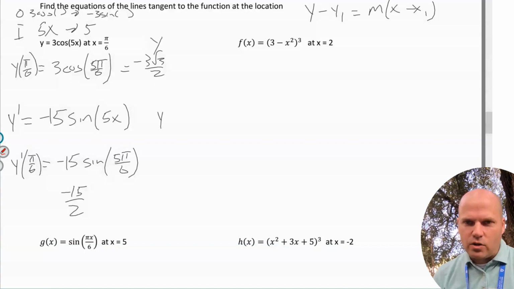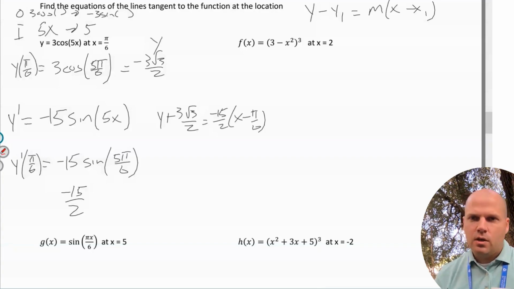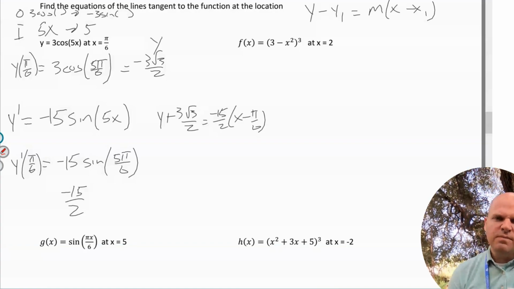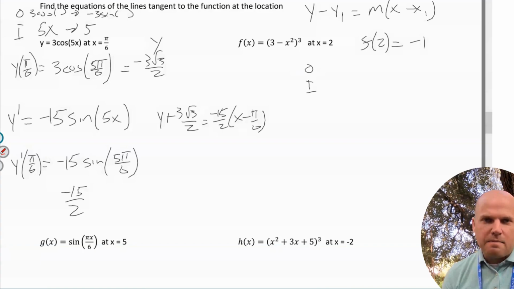So now I have my equation, y plus 3 root 3 over 2 equals negative 15 halves, x minus pi over 6. And if I had time to graph, I would. But I don't, so I'm not. All right, let's find a y. Negative 1, 3 minus 4 cubed, negative 1. Let's find an m. Well, I need a slope equation first to find the m.